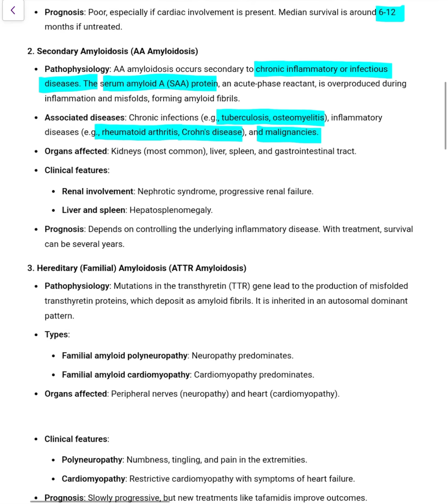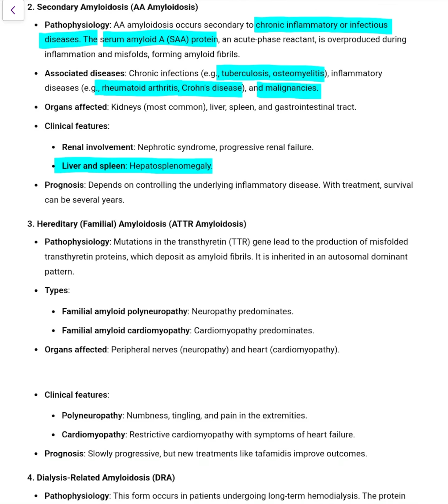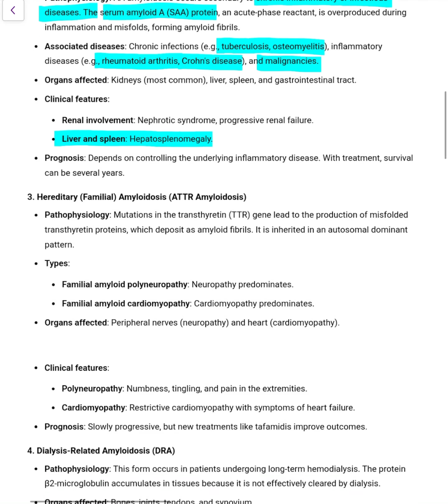What are the most common organs? Same: renal, liver, and spleen. So liver and spleen involvement will cause hepatosplenomegaly. Prognosis here depends on controlling the underlying inflammatory disease. If you treat the cause, there is good prognosis.